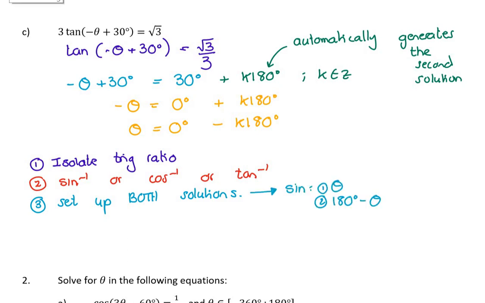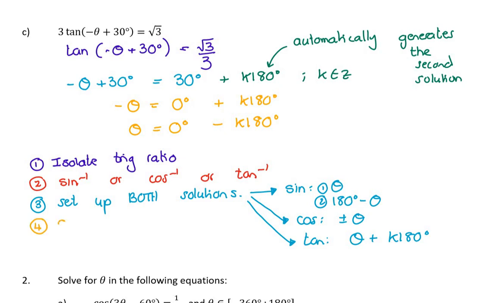So just to summarize what the different equations do for us, sine, to set up both solutions, one of them is just the angle, and this other solution, the second solution, is 180 minus that angle. For cos, you just have to do plus or minus the angle, so that's quite a nice easy one. And then for tan, the easiest of them all, basically you just do a shift tan, and then to generate the second solution, you just write plus k180 instead of k360. That automatically generates that second solution.